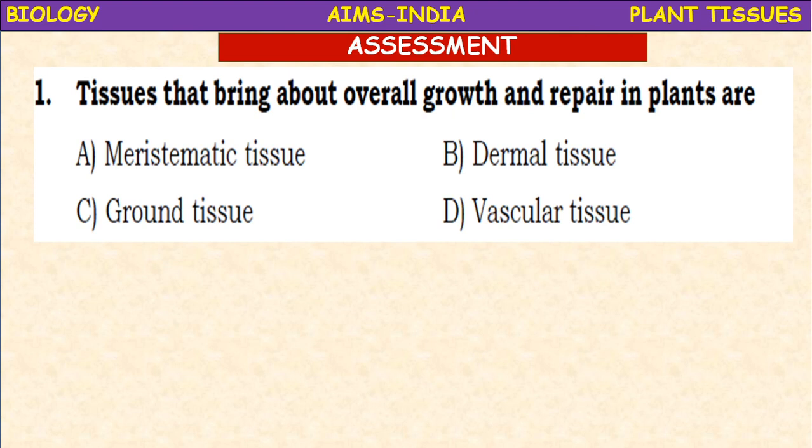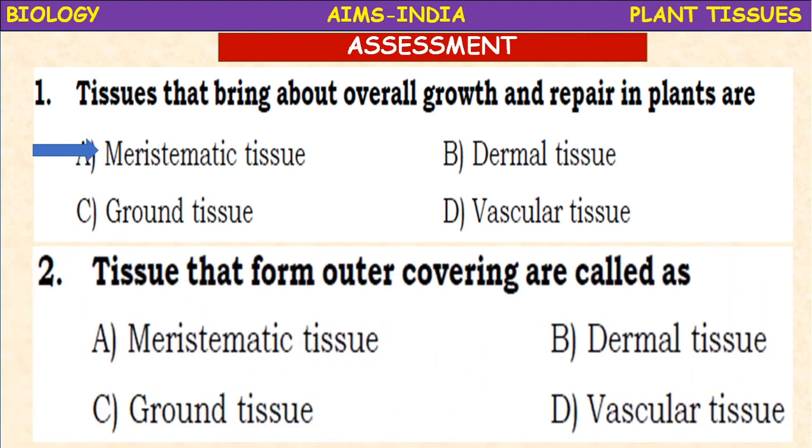The tissues that bring about overall growth and repair in plants are called dash tissues. Which tissue? Growth and repair. Meristematic tissue. Next, the tissue that forms outer coverings is called dermal tissue.